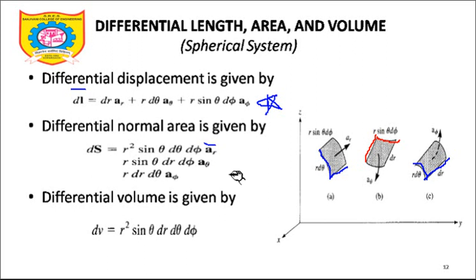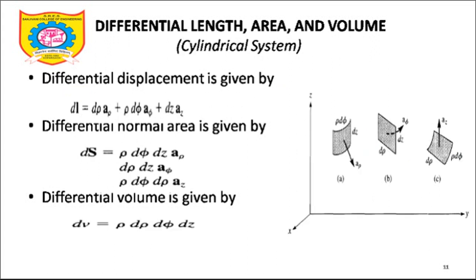So surfaces you can just remember by remembering this dl bar formula. It is very easy to remember. And finally, the differential volume is just the multiplication of these coefficients: dr, r d theta, r sin theta d phi, and that's it. So whenever surfaces come into the picture, you need to remember only three formulas. What are those three formulas?